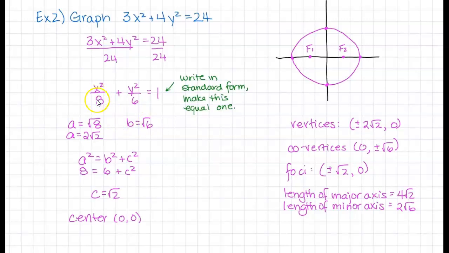Now a is bigger, so for this equation we're going to add up to a squared, and then we can solve and find that c is the square root of 2. We can also see that still the center of this ellipse is at 0, 0. So we have everything we need.